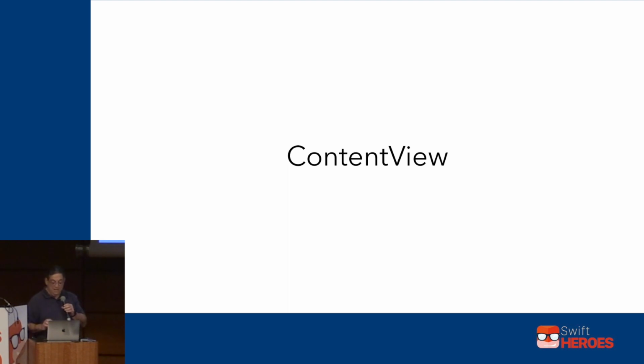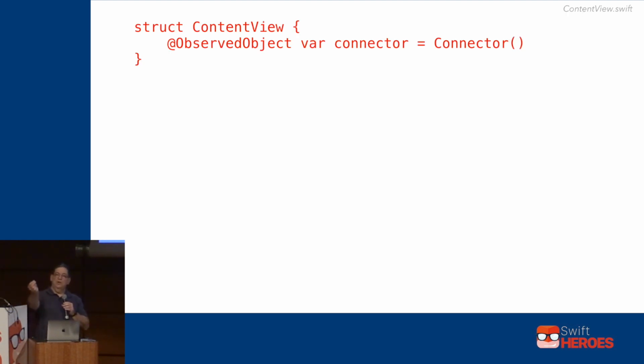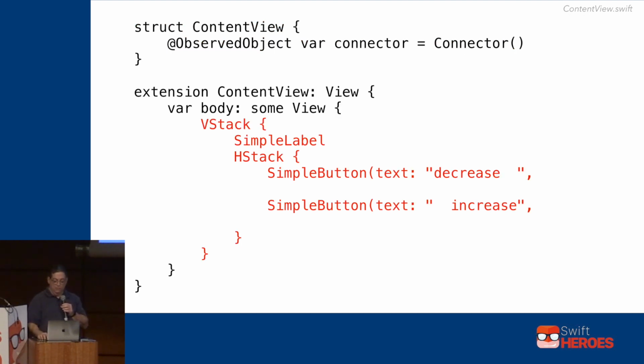Okay, here's my content view. My content view has to watch that connector. So it creates an instance of a connector. Remember, the connector was observable. So from our point of view of the person watching it, we say, I'm creating a connector and it is being observed. So I am observing it. And so the content view is watching the connector to say when things change.